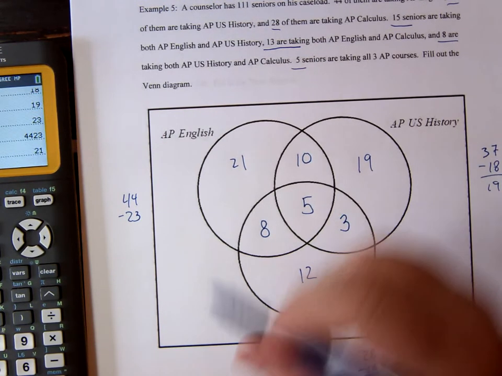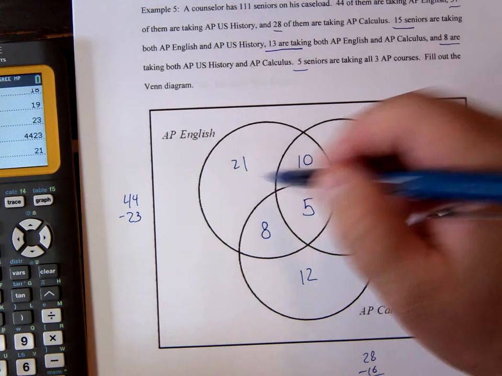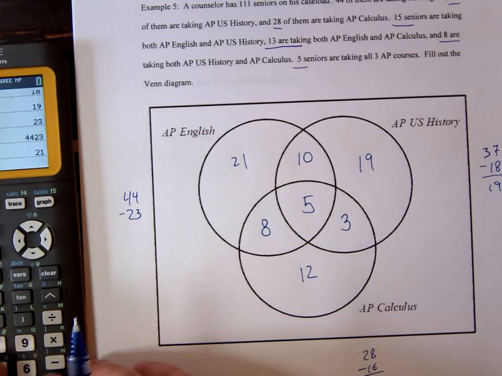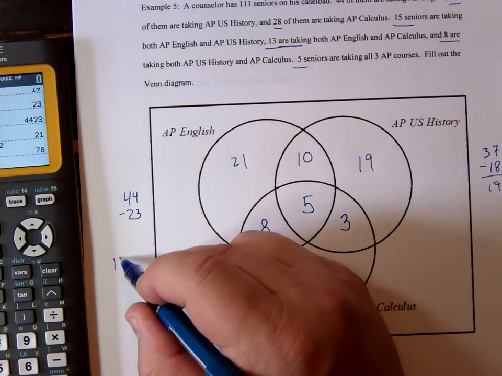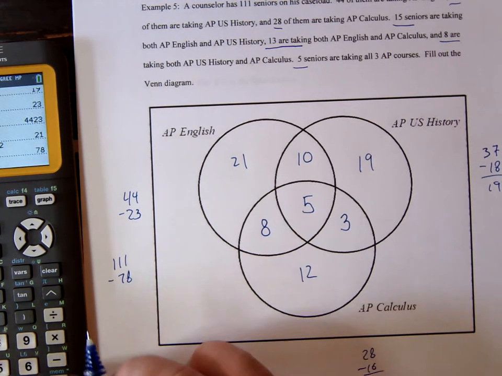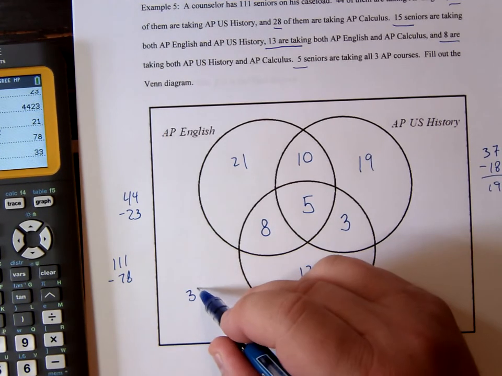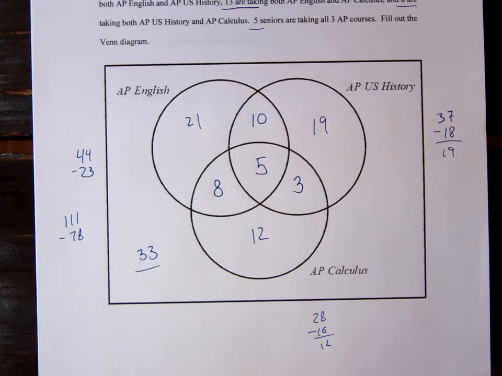Just how many people on the outside? Well, there's 111 students in the class. So if I add up 21, 10, 19, 8, 5, 3, 12, 78, 111 minus the 78, there are 33 students not taking it. And now you can answer any questions about how many, the cardinality of each one of those. Good.